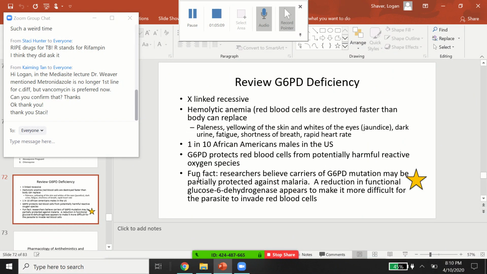Review. So this gives you a G6PD deficiency review. I kept that in here and I put the star there because it comes up a lot.